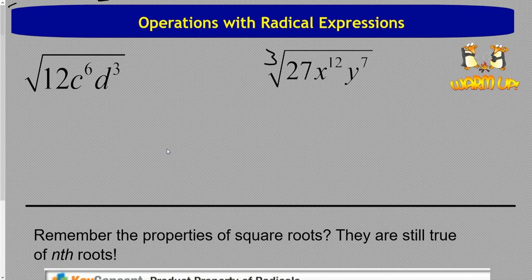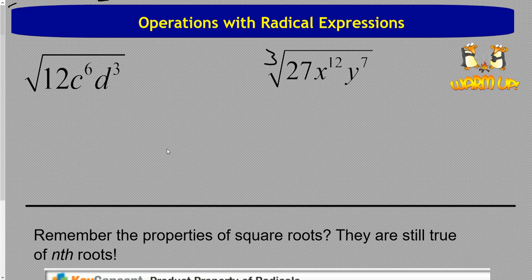Okay, today we're going to talk about operations as they pertain to radical expressions. So using radical expressions and the four basic operations that we've talked about with other algebraic expressions. First, I want you to take a second and pause the video for 90 seconds, 2 minutes, and try to simplify both of these radicals as much as you can.